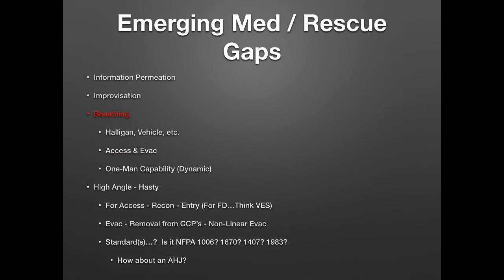All right, so when we look at emerging medical and rescue gaps, the ones that we find from one coast to another, is there's a huge information permeation problem. What really went on in these events? How is that data correlated, and how is that permeated down to the line guys, like patrol officers, like your guys who are riding backwards on fire engines, the paramedics and EMTs in the ambulances, and it doesn't get out there, which is very problematic. Improvisation is a huge deal.